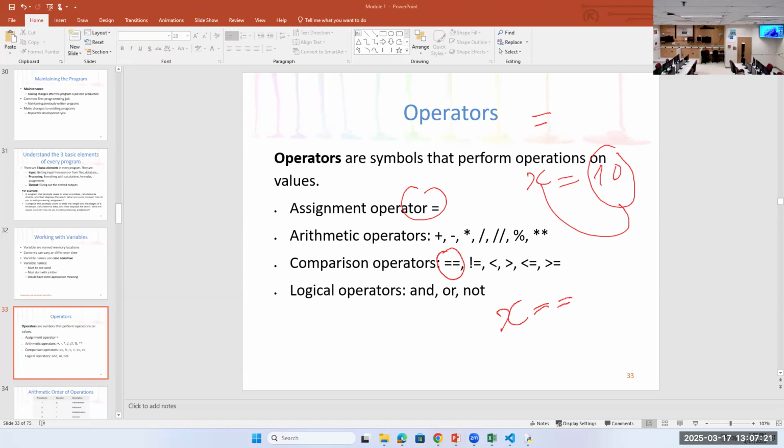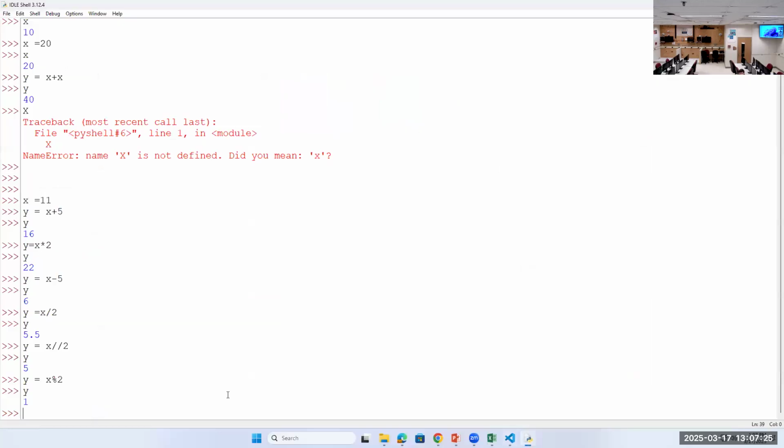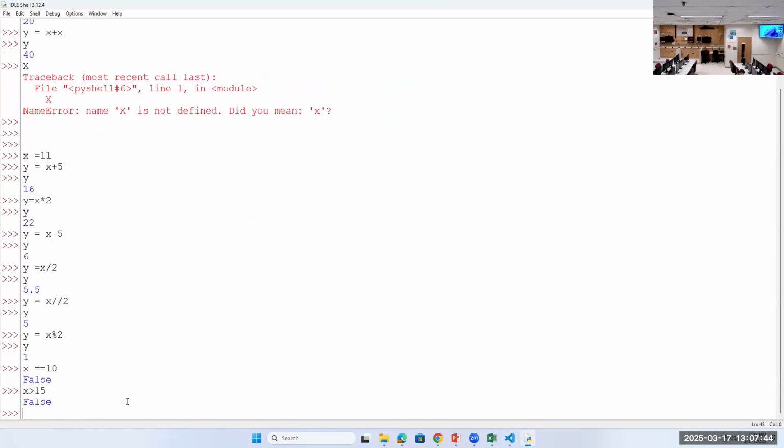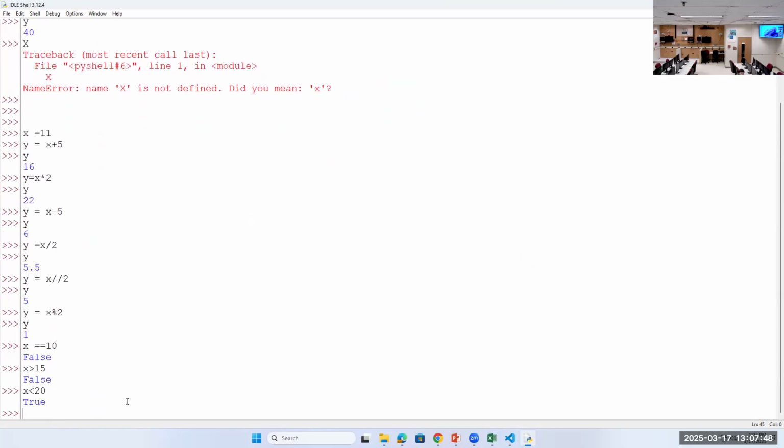So you can see, we will check it here. Think about this one, right? So now I have x as number 11, right? I check if x equals number 10 or not. I put it here, it's false. Right? So the output of a comparison is always true or false only. True or false only, right? So think if x here is greater than 15 or not, false, right? x less than 20 or not, true, and so on.